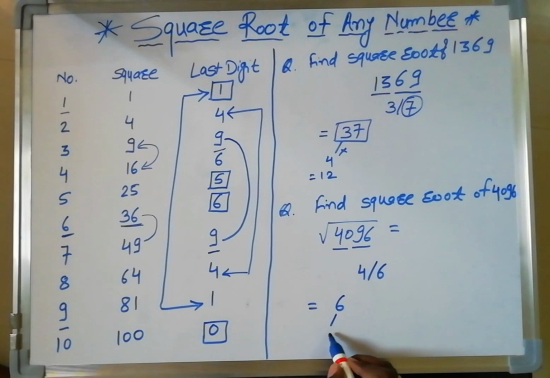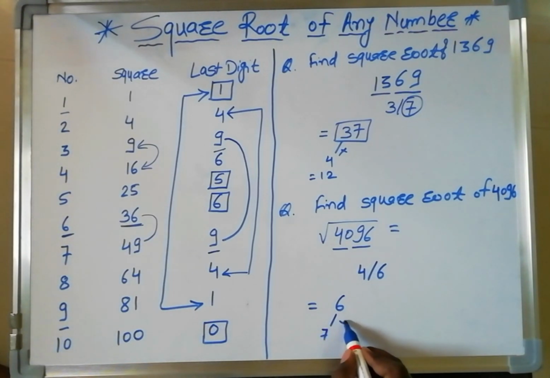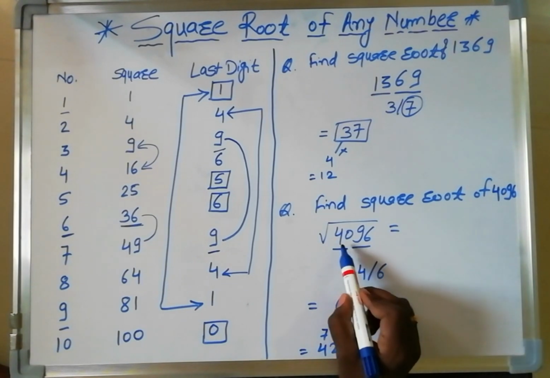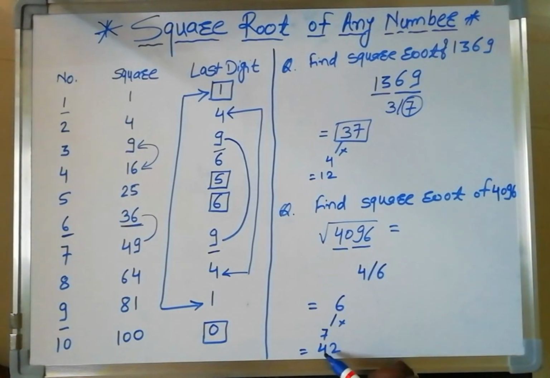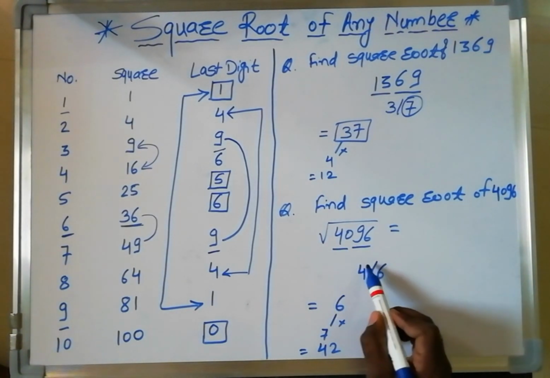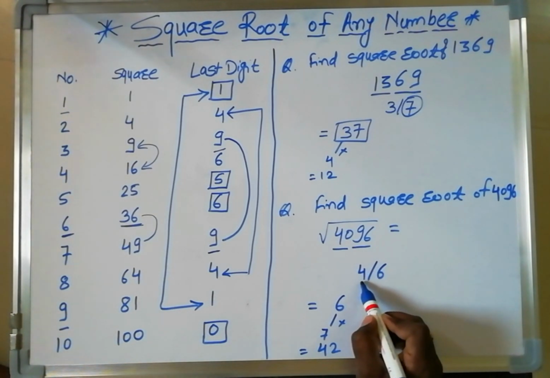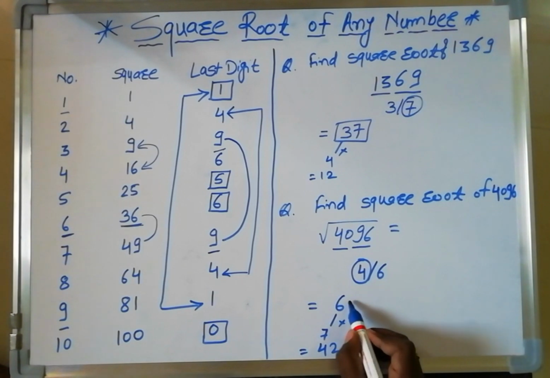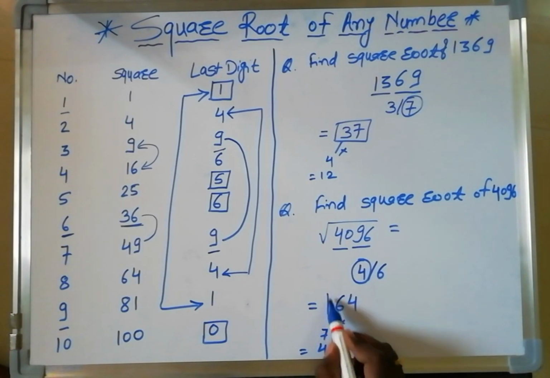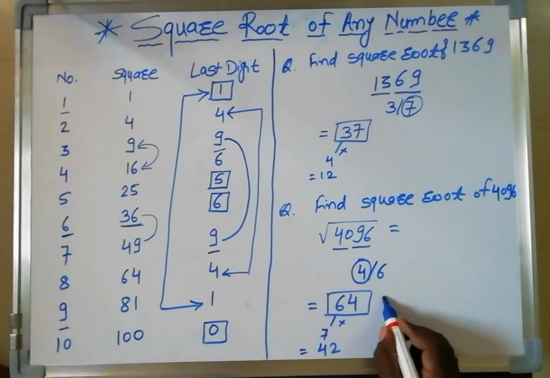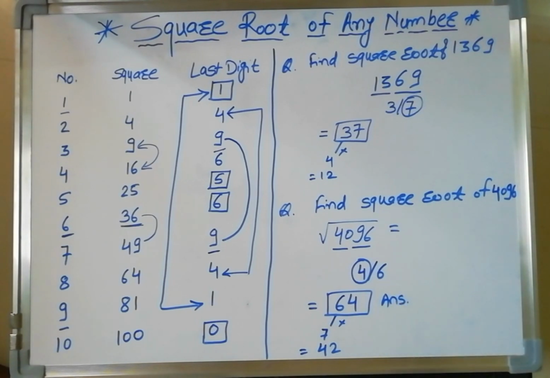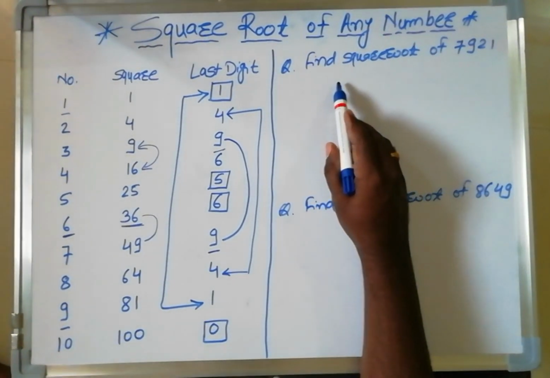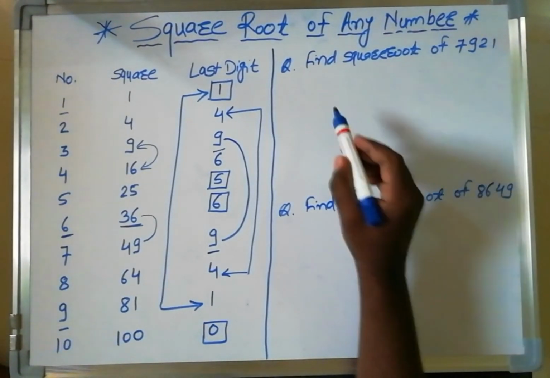The next number after 6 is 7, and the multiplication is 42. Now this 40 is smaller than 42, so the smaller number among 4 and 6 is 4, so we write 4 here. So the answer is 64. Okay, now here we have to find the square root of 7921.